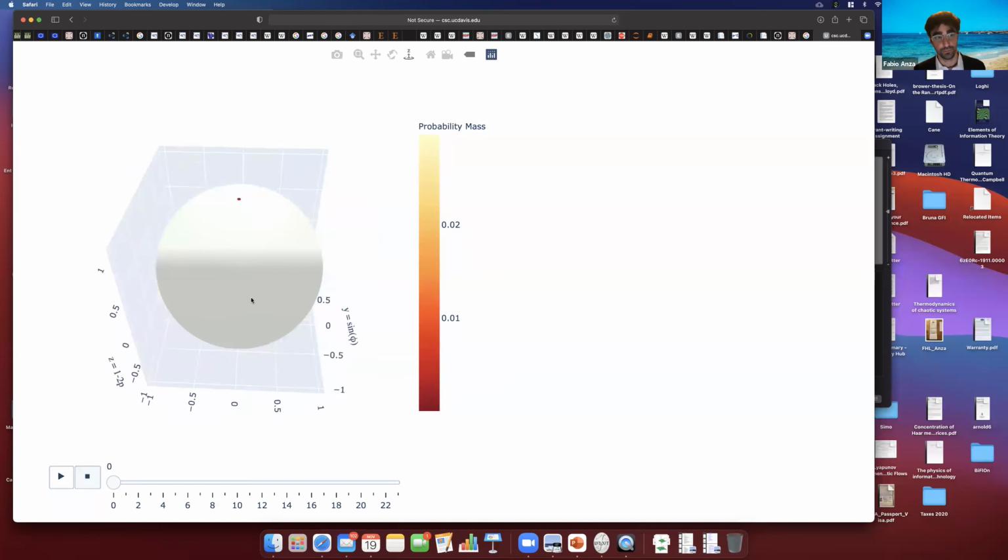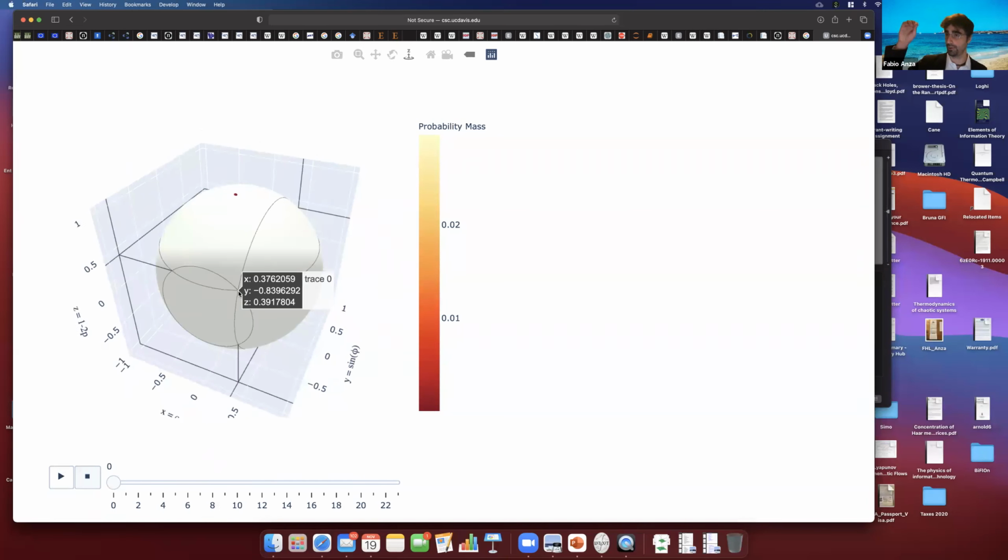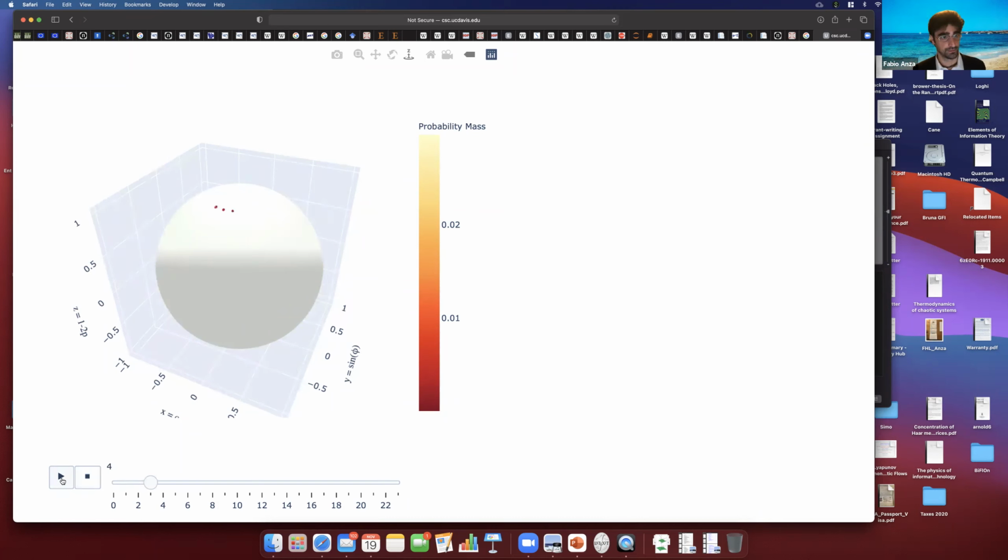At t equals 0, you can see that there's only one point, concentrated at the North Pole. This is because the global pure state is a tensor product, and so the reduced state is just a pure state. So there's only one point. But if I let it evolve, this is what you see.